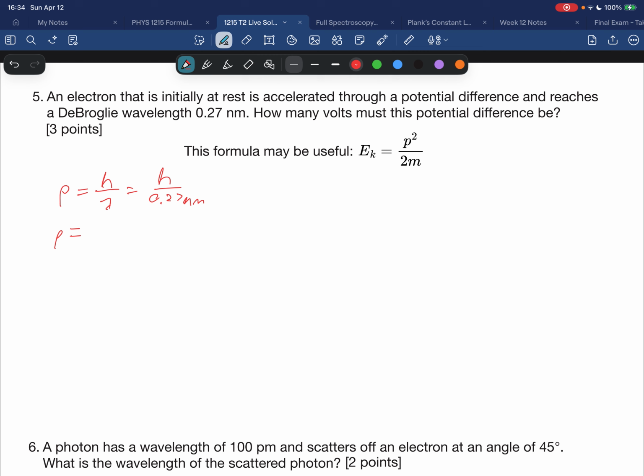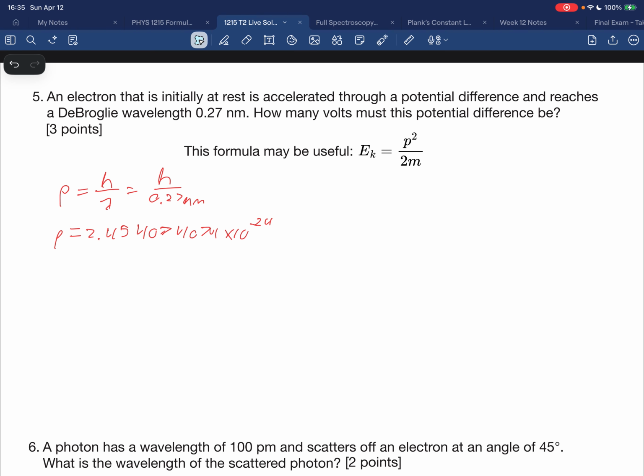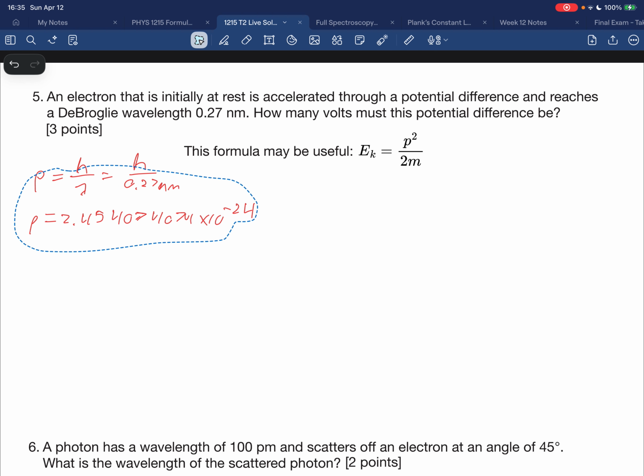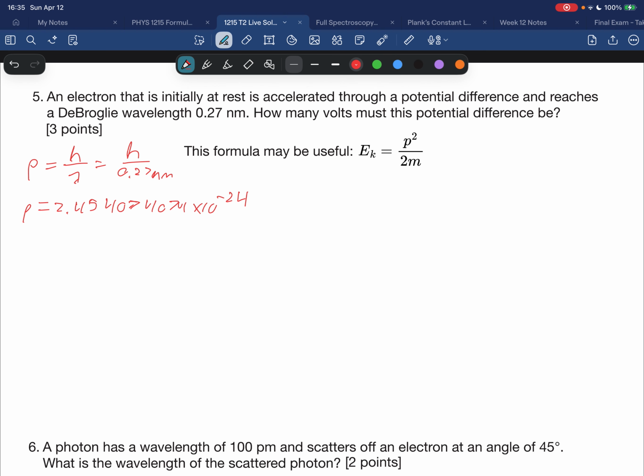And I get about 2.45407 times 10 to the negative 24. That should be negative 24. That looks a bit better. I should just stop trying to draw extra lines. There we go. Great, and I'm going to take that and move that up over there a bit more.